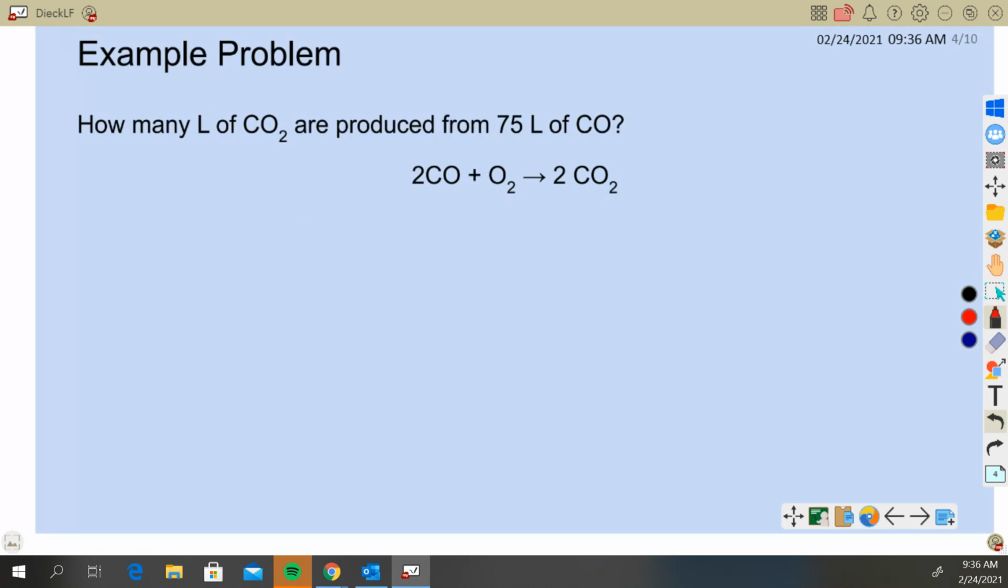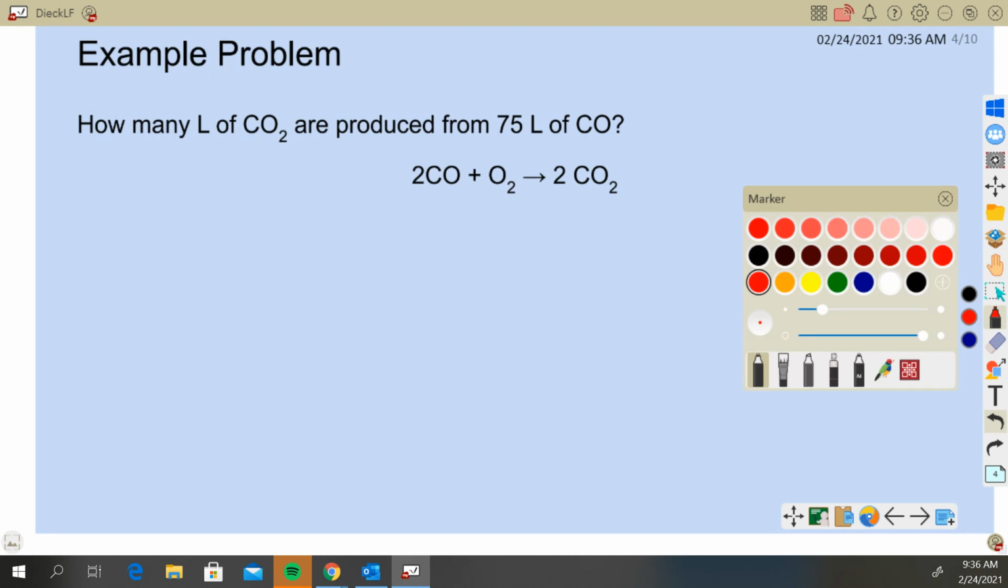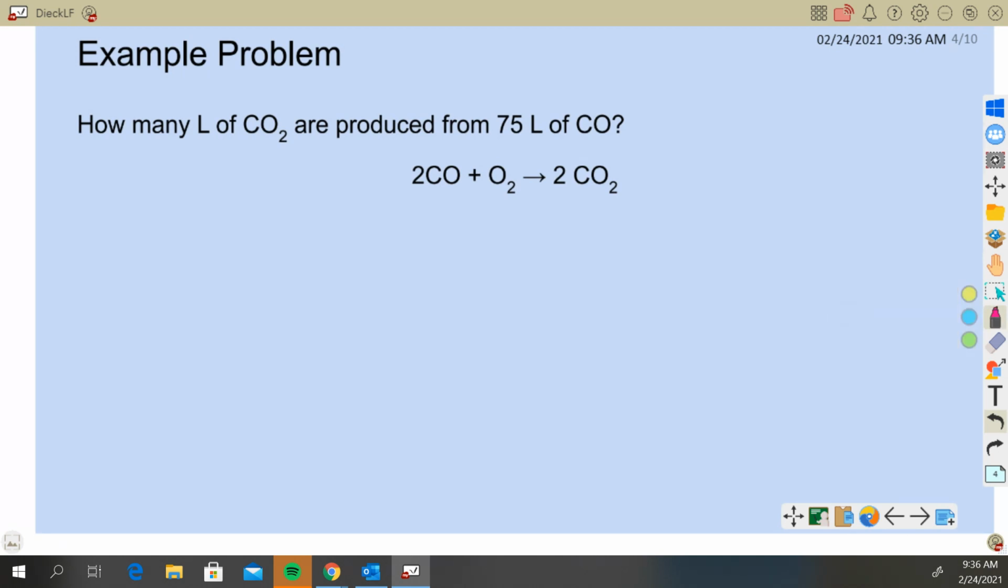And we're going to look at a practice problem. So our practice problem: how many liters of carbon dioxide are produced from 75 liters of carbon monoxide? So looking at this problem, our given is 75 liters of carbon monoxide. I'm also going to highlight carbon monoxide in my balanced chemical equation so that I have that taken care of. I want liters of CO2, so this is my want. So I'm going to find CO2, and I'm going to also highlight that.